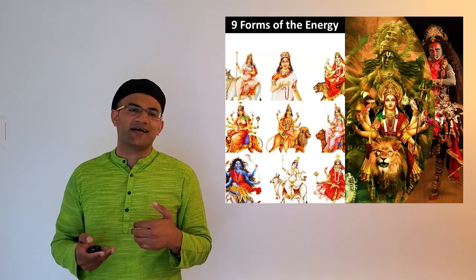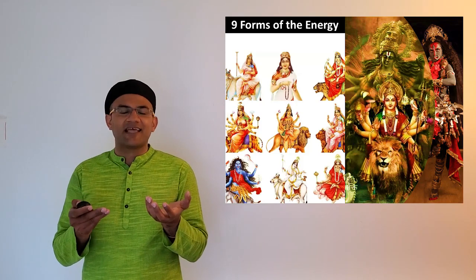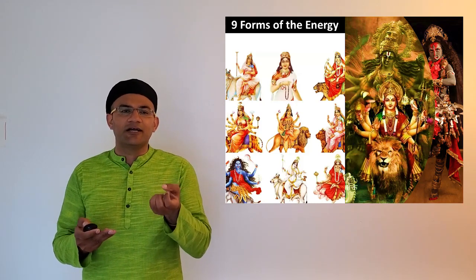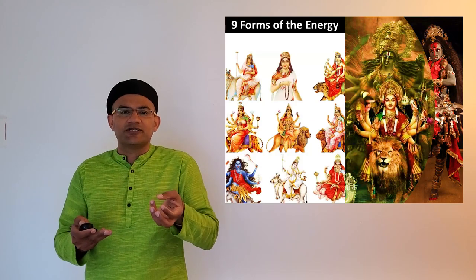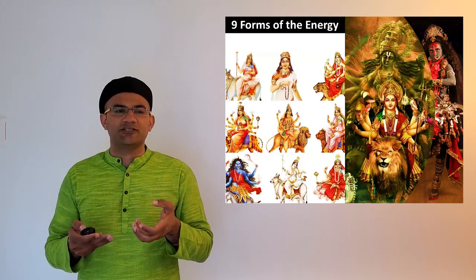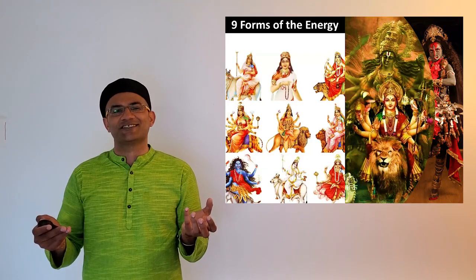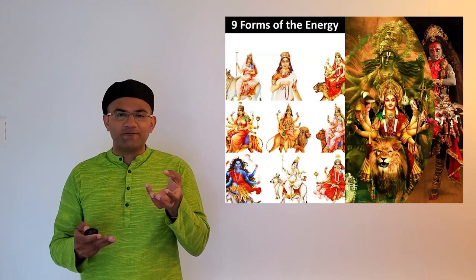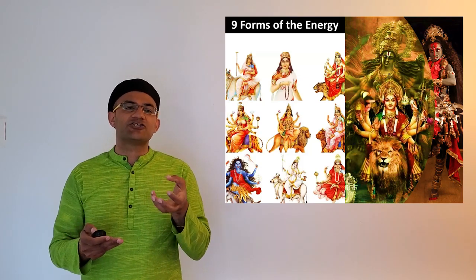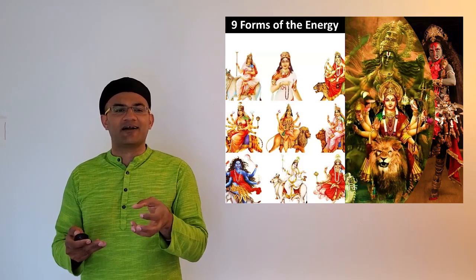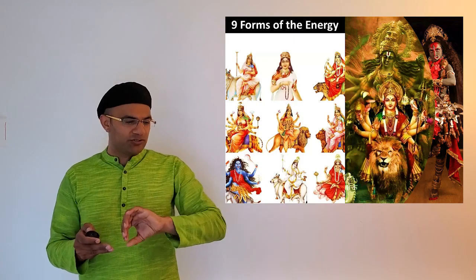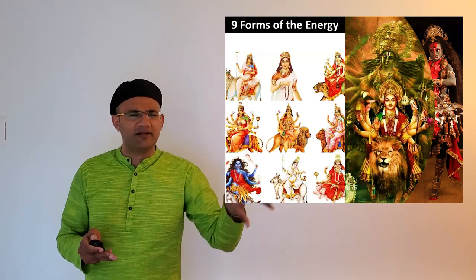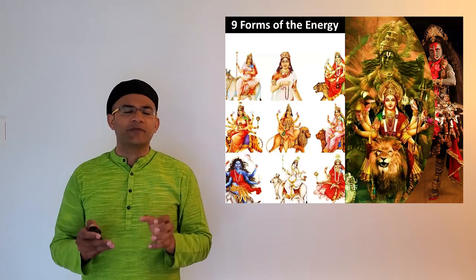Then Skanda Mata. Skanda is Kartikeya, the Lord, and she is his mother. So this is the motherly form of energy which takes care of this universe. And Katyayani is the form of energy that forms the lives and destroys negative energy and darkness. So Katyayani removes the darkness and all the negativities from this world and this universe.